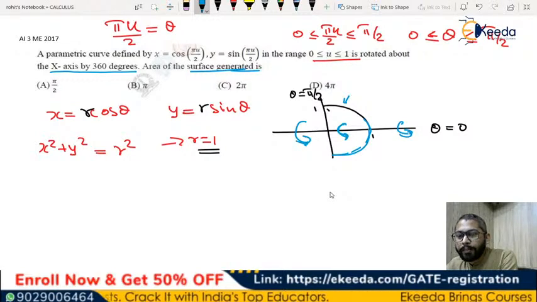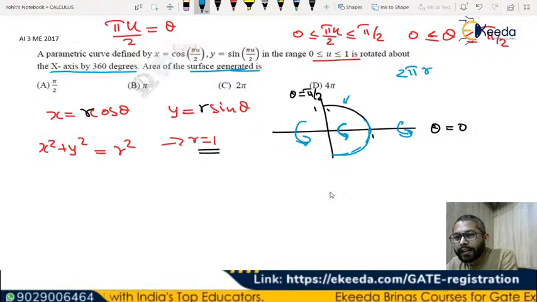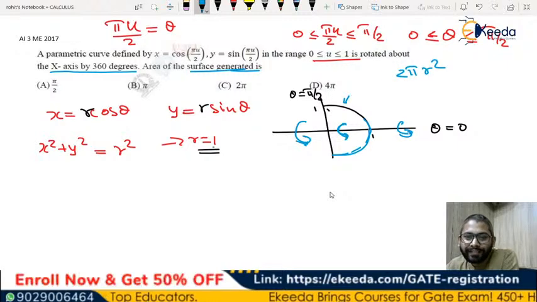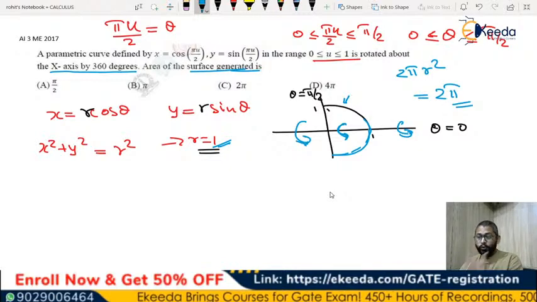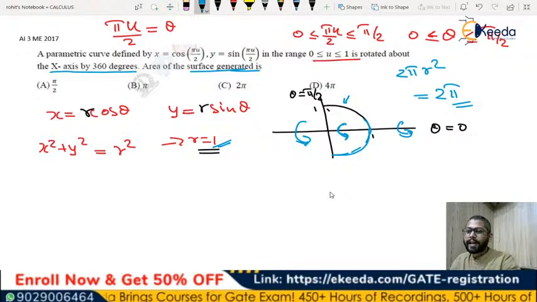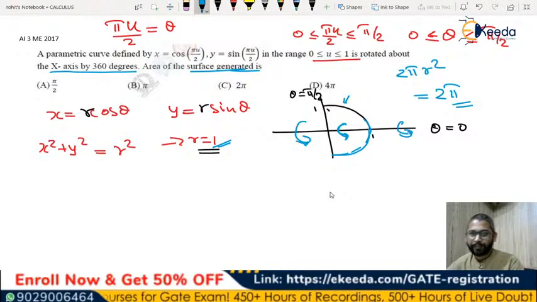So surface area of a hemisphere is 2 pi r square and r is 1. So this is going to be 2 pi directly. If you don't want to do any calculations, your answer is done. 2 pi is the answer, right?